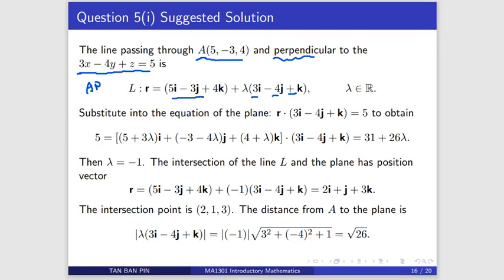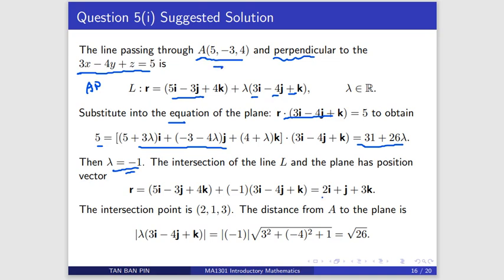Then after that, you sub the equation of the line into the equation of the plane to find the position vector of P. So you sub it in and work out the dot product. That will give you 31 + 26 lambda = 5. So lambda is -1. With that, you can find the intersection point, and the intersection point will be the foot of perpendicular from the point (5, -3, 4) to the plane.